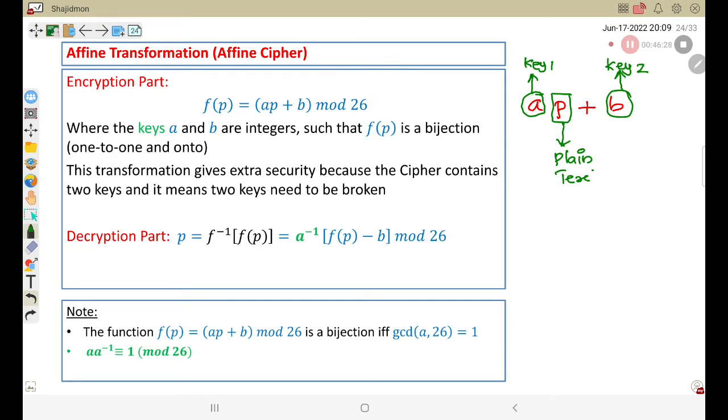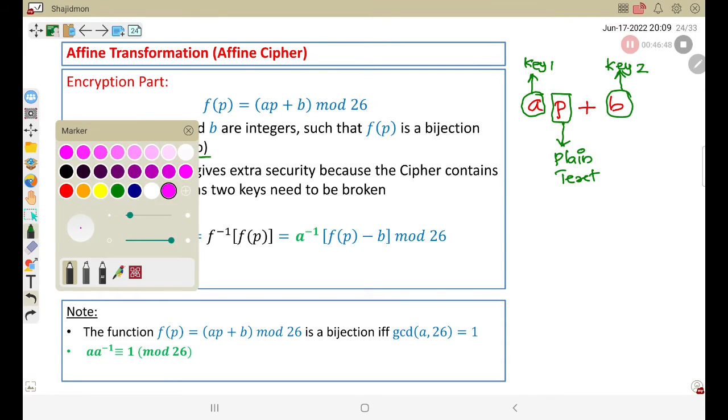Plain text number, from the table we will get that number. So first key multiplying the plain text number plus the second key. So this is the encryption part, where keys A and B are integers such that f of p is a bijection. Bijection means one-to-one map, one-to-one and onto map. What is the meaning of bijection? You can see from this note.